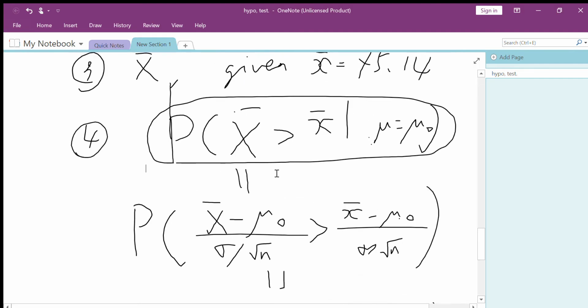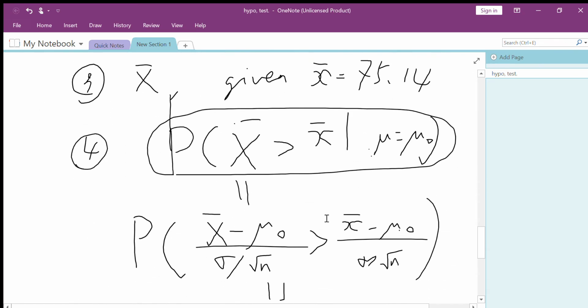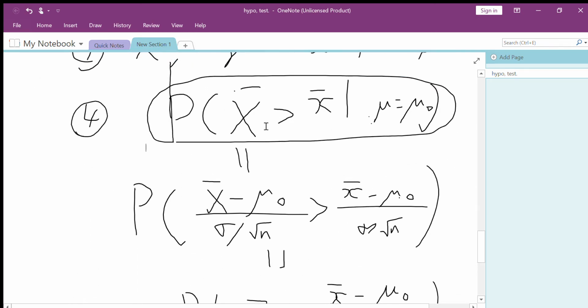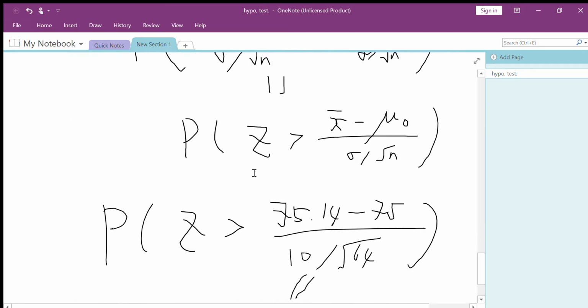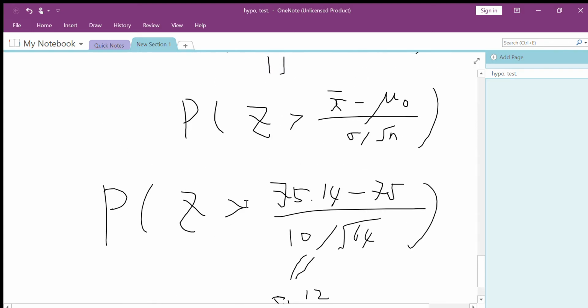So if the equal sign H0 is true, then the probability of us getting this realization, small x bar, or an even more extreme realization, is 0.4. Which means if H0 is true, we can get such a realization, 75.14, or even more extreme. More extreme corresponds to H alternative. For example, 80. We can get even larger values if the equal sign H0 is true.